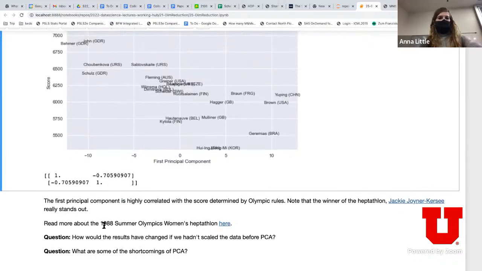Okay, so great. So I wanted to ask for some thoughts on, now that we've talked about PCA and how to use it and how it's useful, what are some of the shortcomings of PCA? What are some of the limitations, maybe, of the method? Got something in the chat.